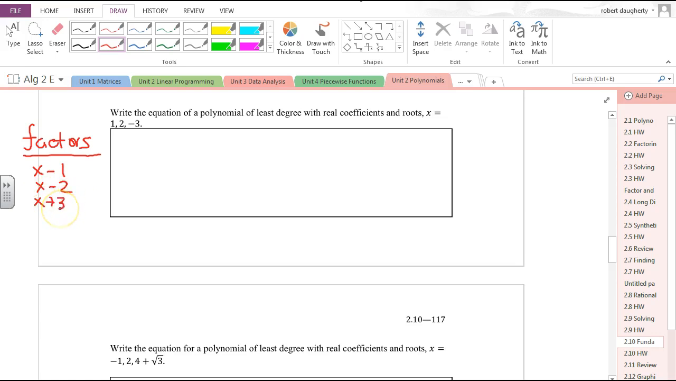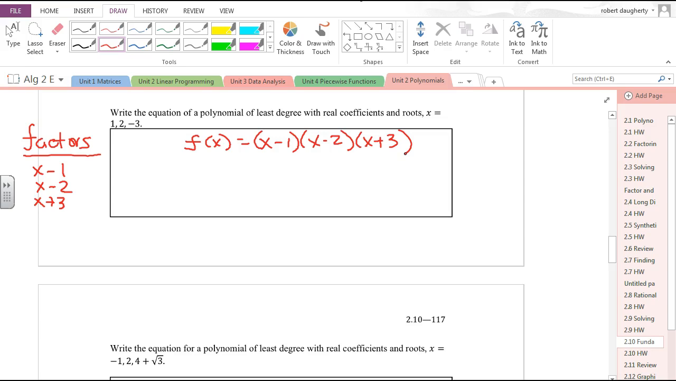Okay, so this polynomial is f of x equal x minus 1, x minus 2, x plus 3. Okay. Now to get to the standard form, I need to multiply this together. How do I multiply these 3 things together? Synthetic. What is the word that goes after synthetic? Division. This is not division.